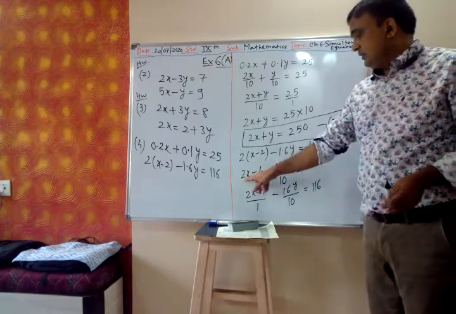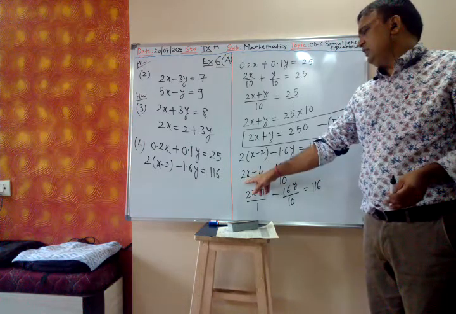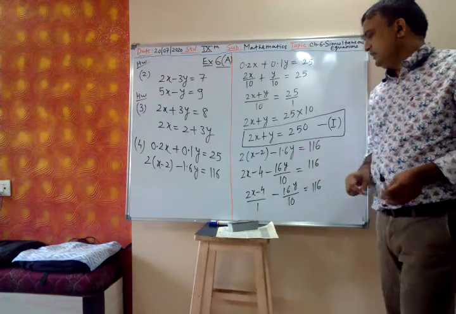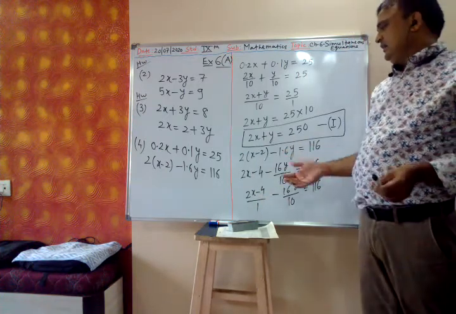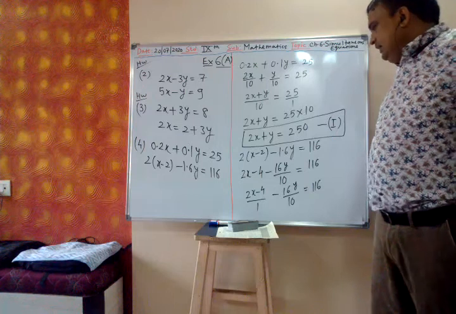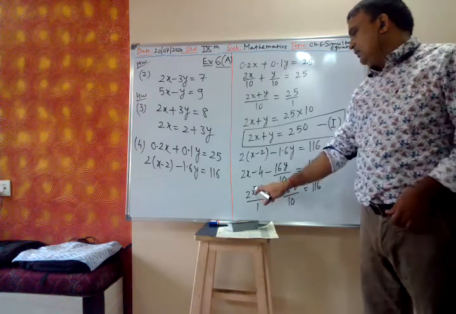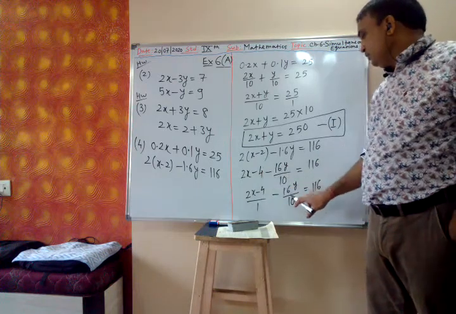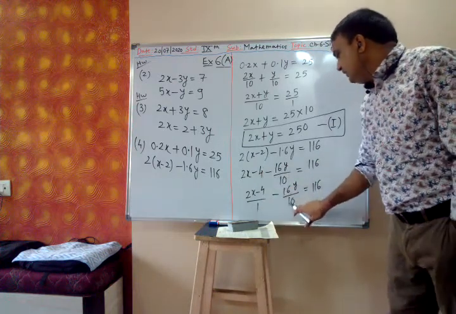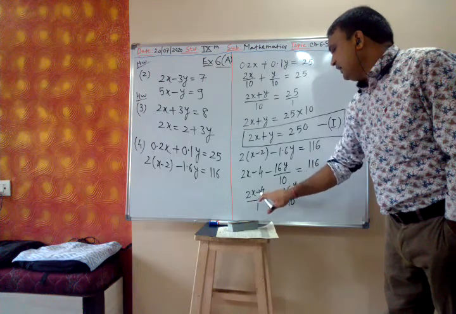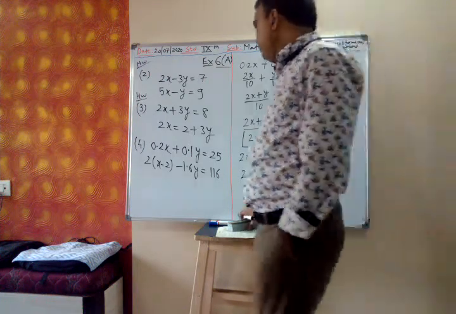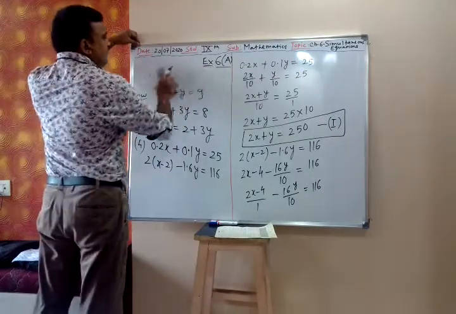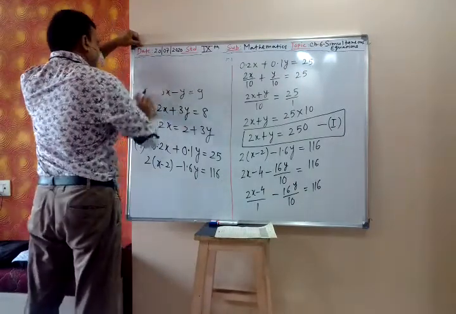Same thing you can write: 2x minus 4 upon 1, you can write 2x upon 1 minus 4 upon 1. Same thing you will get. You can take the whole bracket, or you can also take 2x upon 1 and minus 4 upon 1 separately. But now the LCM of 1 and 10 is 10. So this whole bracket I will multiply by 10.